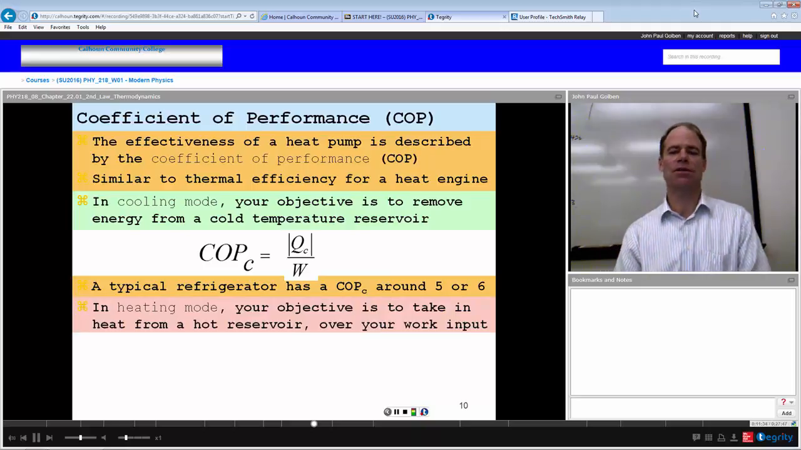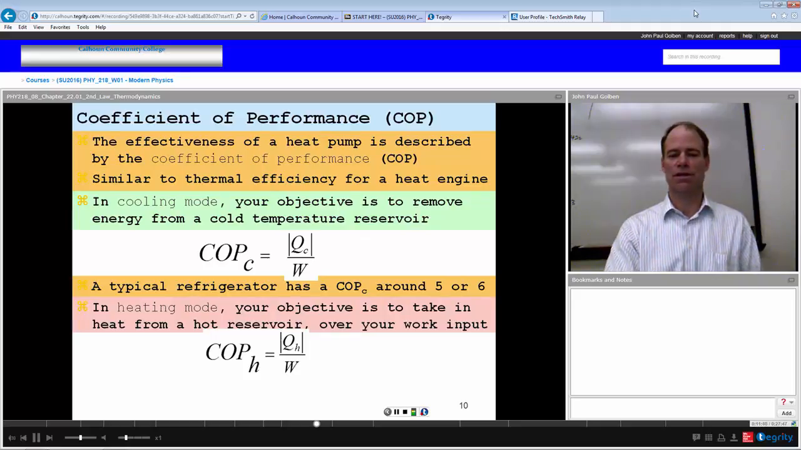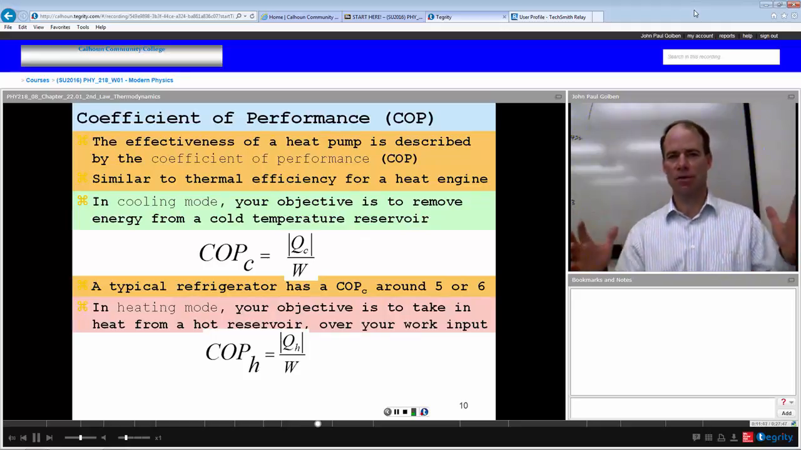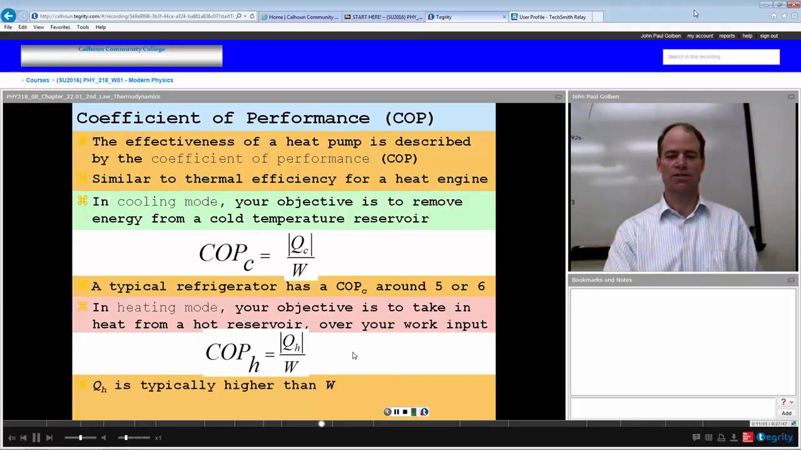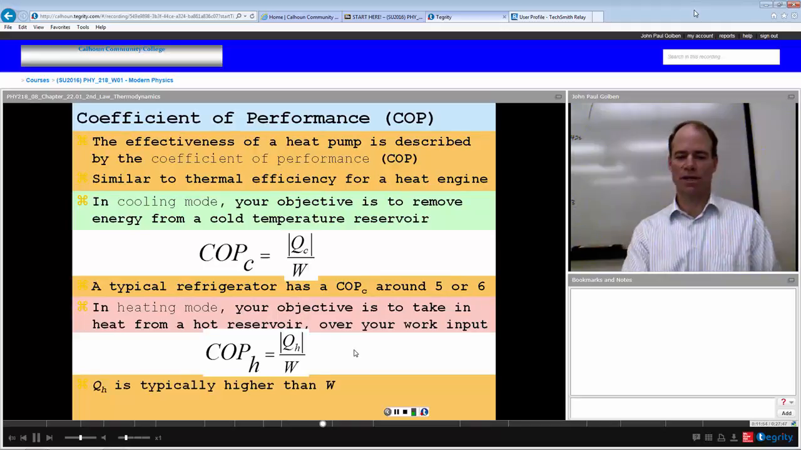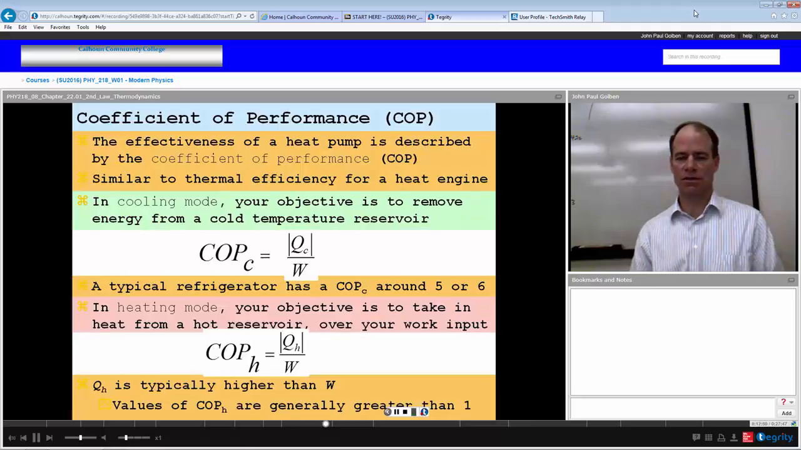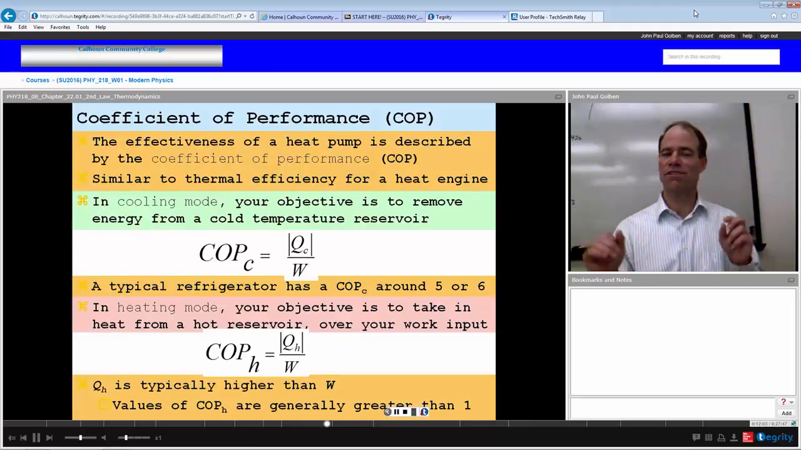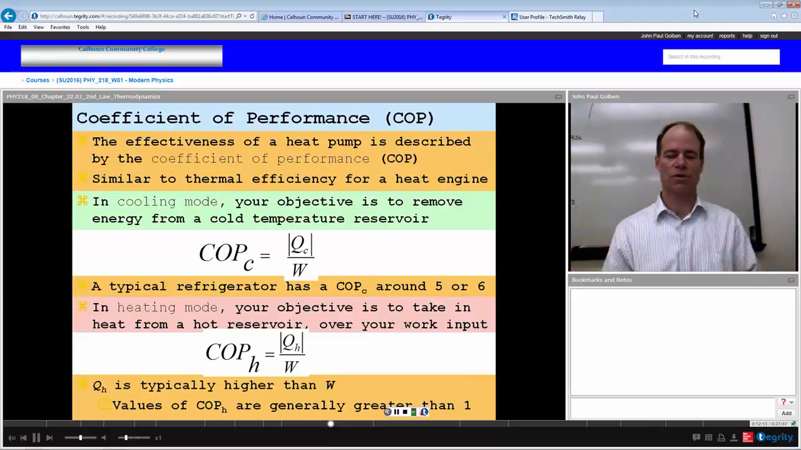In heating mode, your objective is to take in heat from a hot reservoir over your work input. So you're going to take in heat, make your hot reservoir hotter. Maybe you wish to warm the room. And that divided by your work input is your coefficient of performance. Generally, your hot input is higher than your work input, so this will have a value generally greater than 1. Note that a coefficient of performance is not the same as efficiency, so you can have a coefficient of performance greater than 1. Of course you can. It's what you are exchanging over what your work input is.